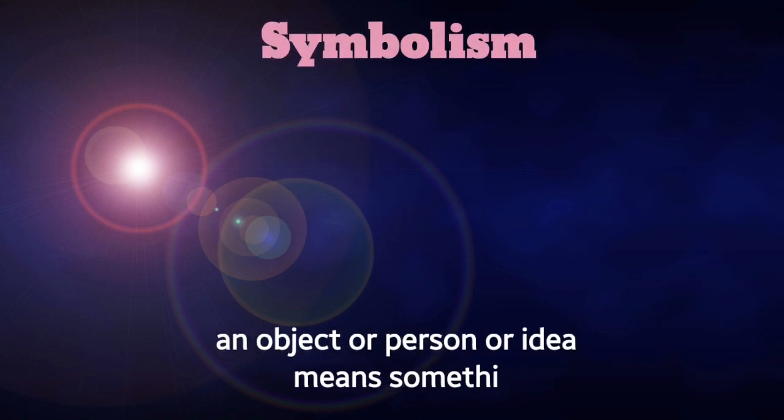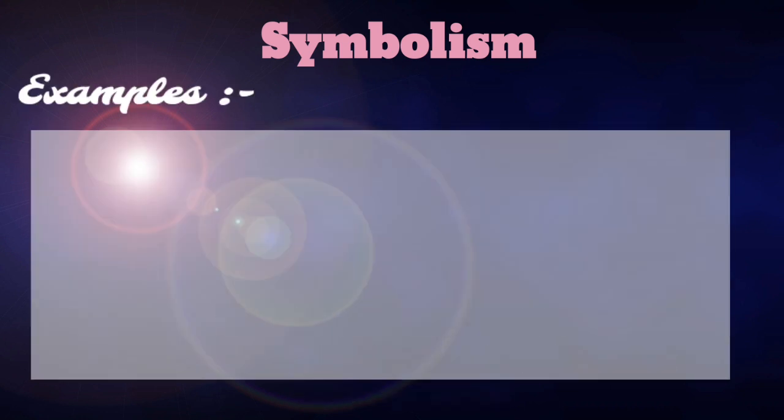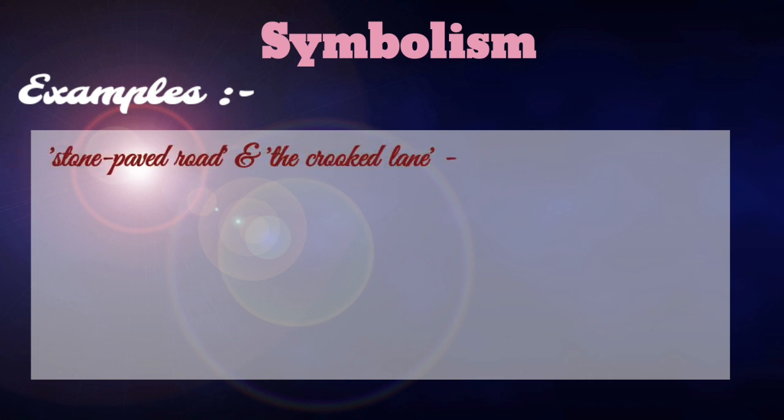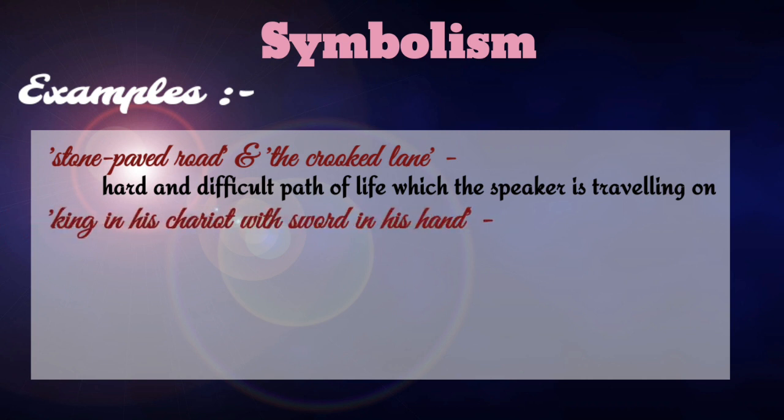Symbolism means an object or idea or a person, which means something deep and not just what the word means. For example, stone paved road and the crooked lane symbolize hard and difficult path of life which the speaker is traveling on. King in his chariot with sword in his hand symbolizes epitome of power.